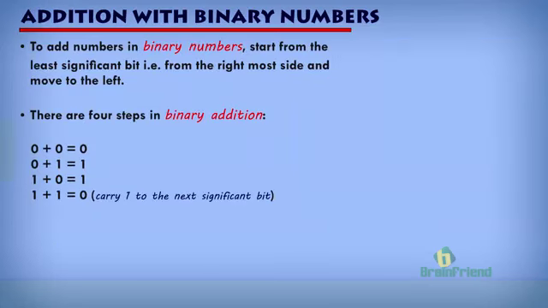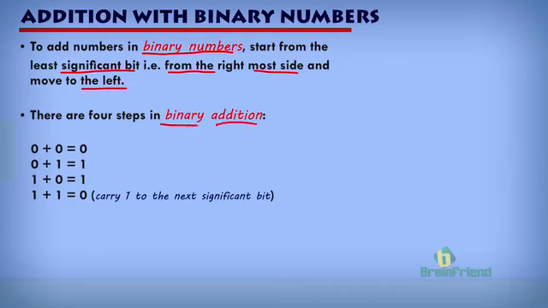All right? Now that we've seen how counting is done, let's see if we can add numbers in the binary number system. To add numbers in binary, what do we do? We start from the least significant bit. That is, we begin from the rightmost side and then we move towards the left. It's just the same way we add numbers in the decimal number system when we use our hundreds, tens, and units. There are 4 simple steps in binary addition.